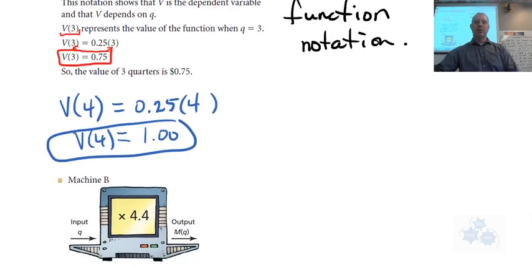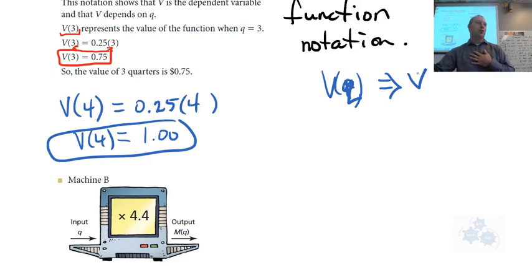All right, so that's function notation. The other option would be, let's say, just a v with no input variable listed. That would be non-function notation. Okay, this is function notation. This is not function notation.